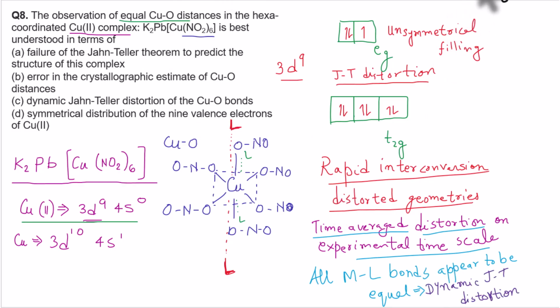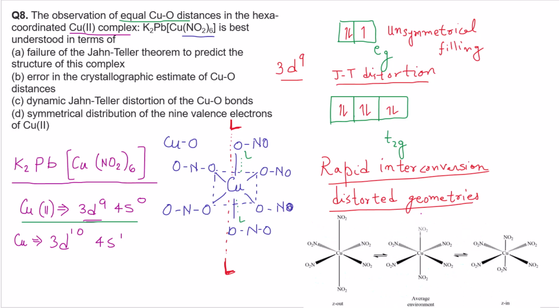In the theoretical part, you must have learned about static and dynamic Jahn-Teller distortion. In static, the unequal bond lengths remain the same, but in dynamic, there is rapid interconversion between different distorted geometries. So when it is experimentally measured, this is time averaged and the bonds appear to be equal because of this rapid interconversion between different bond lengths.